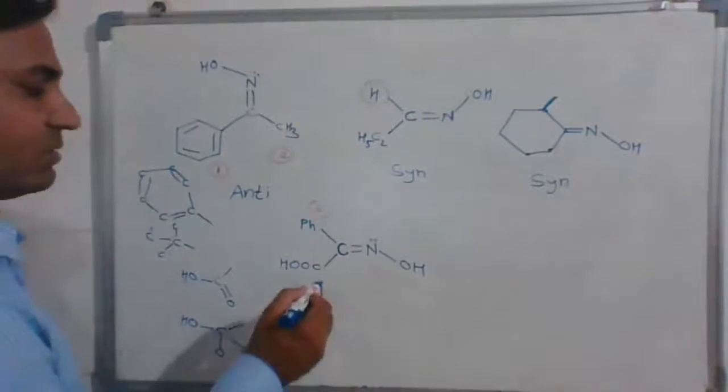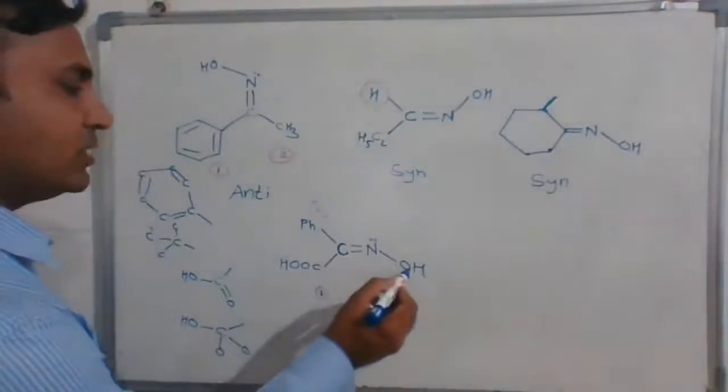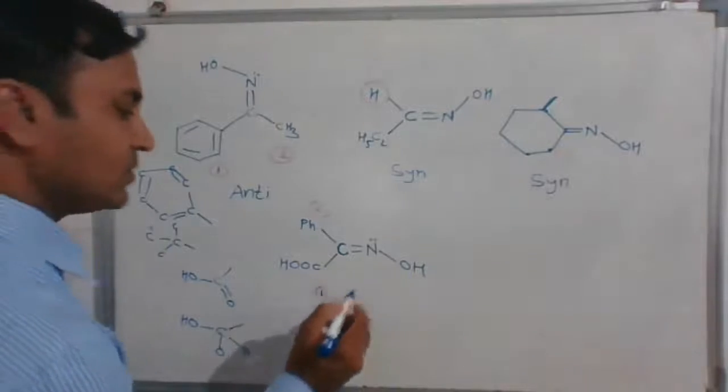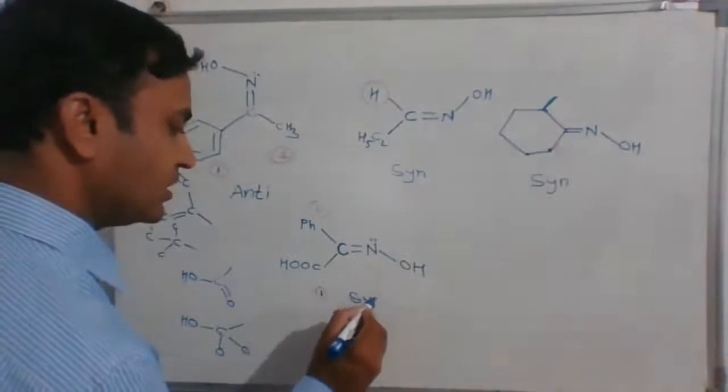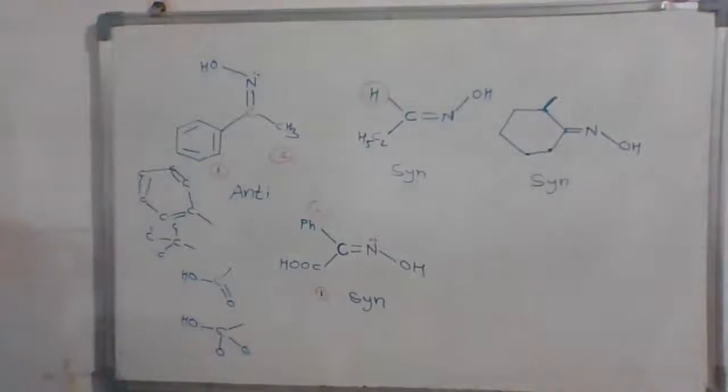So the first priority group and OH are on the same side, therefore the configuration is syn configuration. It is syn configuration.